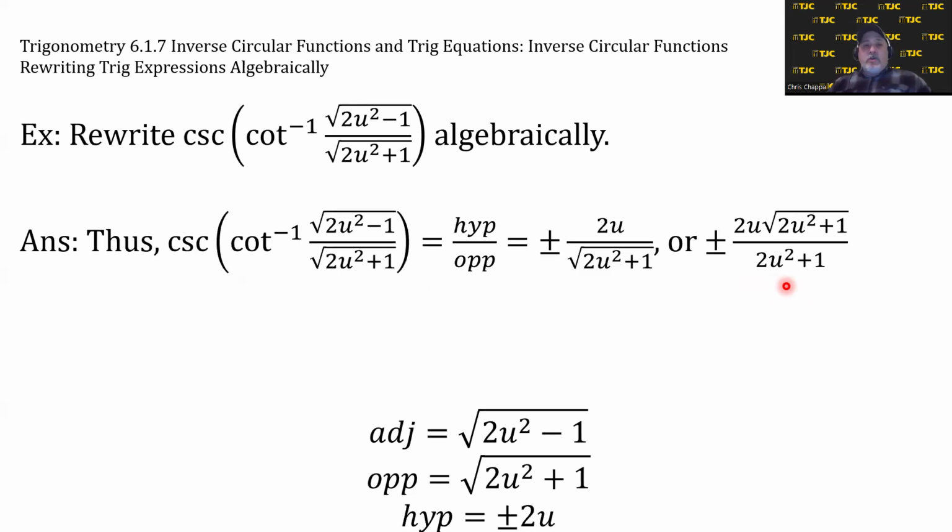So cosecant of cotangent inverse of that fraction: cosecant is hypotenuse over opposite, which was 2u over the square root of 2u squared plus 1 with the plus minus in front. And if we rationalize the denominator, we get plus minus 2u times the square root of 2u squared plus 1 over 2u squared plus 1. Nothing cancels. The 2's don't cancel. The u's don't cancel because the 2u squared in the denominator is part of an addition problem, not eligible for canceling. So that one wasn't too bad.